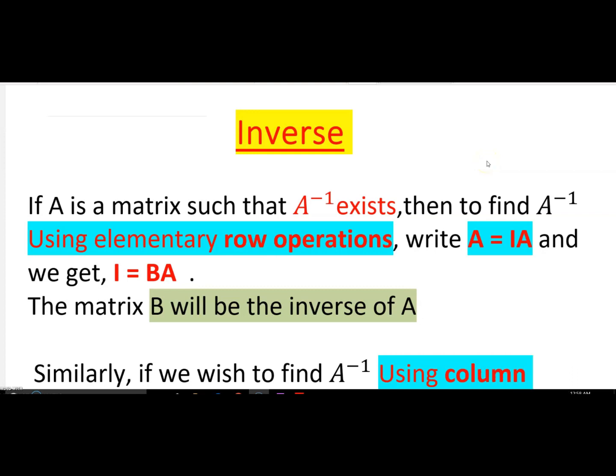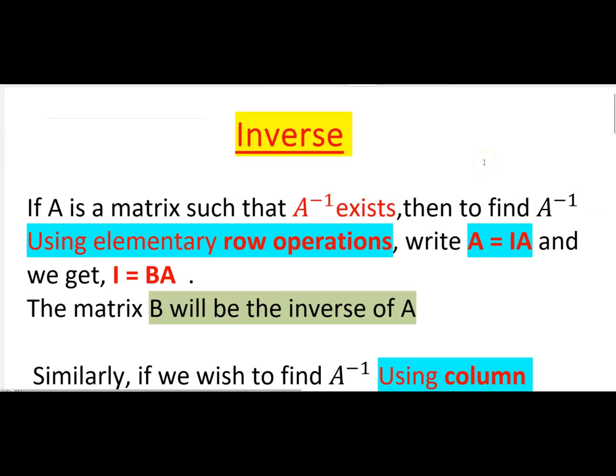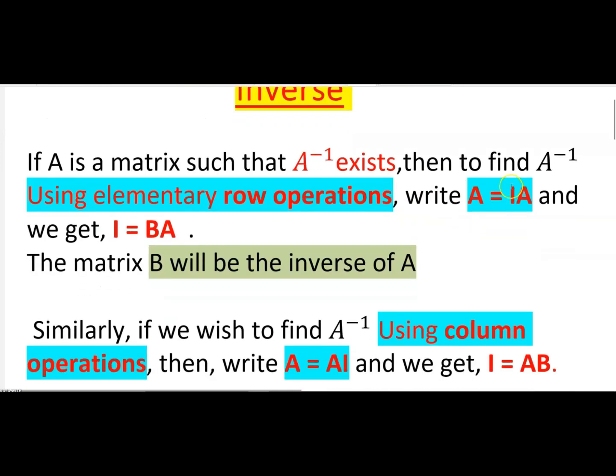Let's discuss how to find the inverse of matrices. As we know, if A is a matrix such that A inverse exists, then to find the inverse of A we will use some elementary operations. If we are using row operations, then we will start by writing A is equal to IA. That is, A is one matrix and we have to write it in the form A is equal to the identity into A matrix, right?